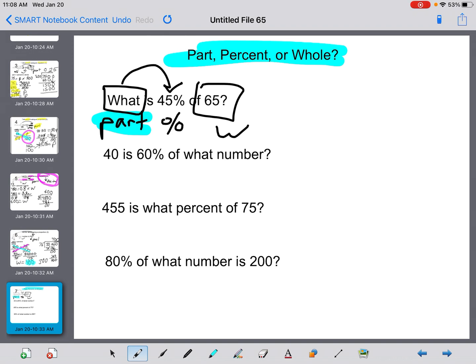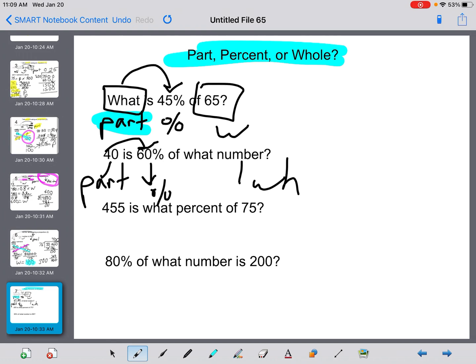What about this one? 40 is 60% of what number? So again, here's my percent. That's easy enough. Now let's decide my part or whole. So that is connecting. I'm saying 40, let's say $40 is 60%. So this is my part. Of what number? My whole. Okay, so I'm basically saying 40 is equal to 60%, but really out of what?